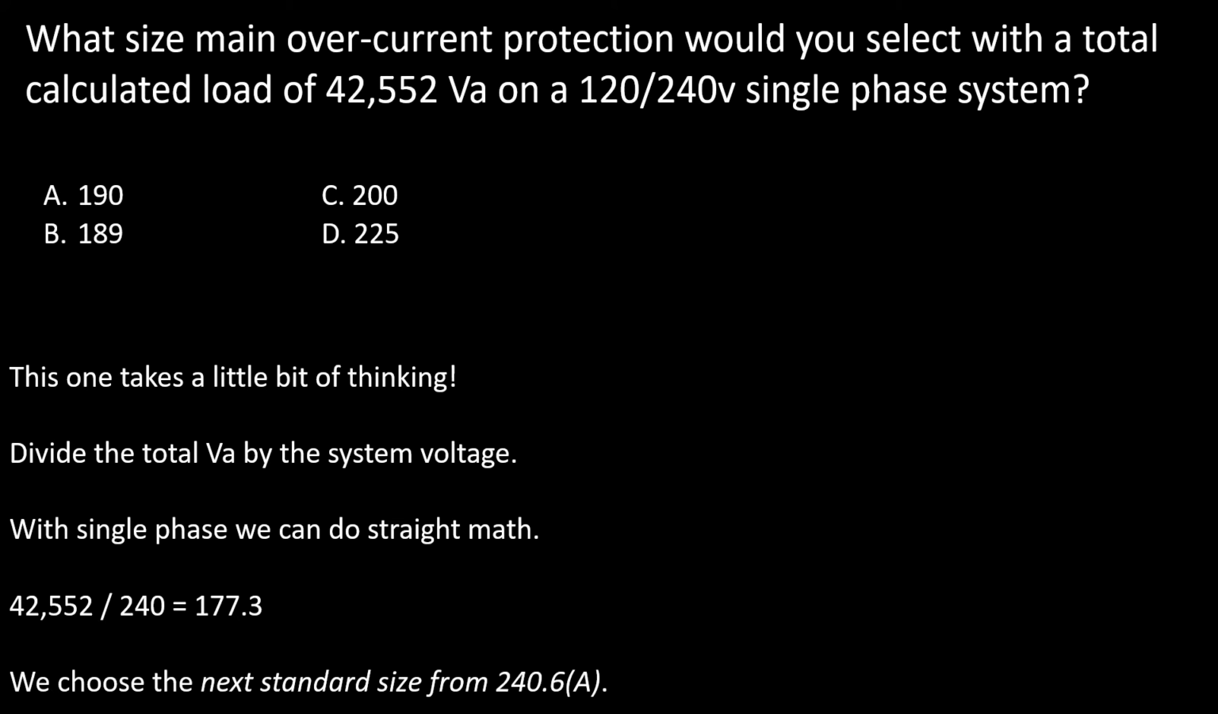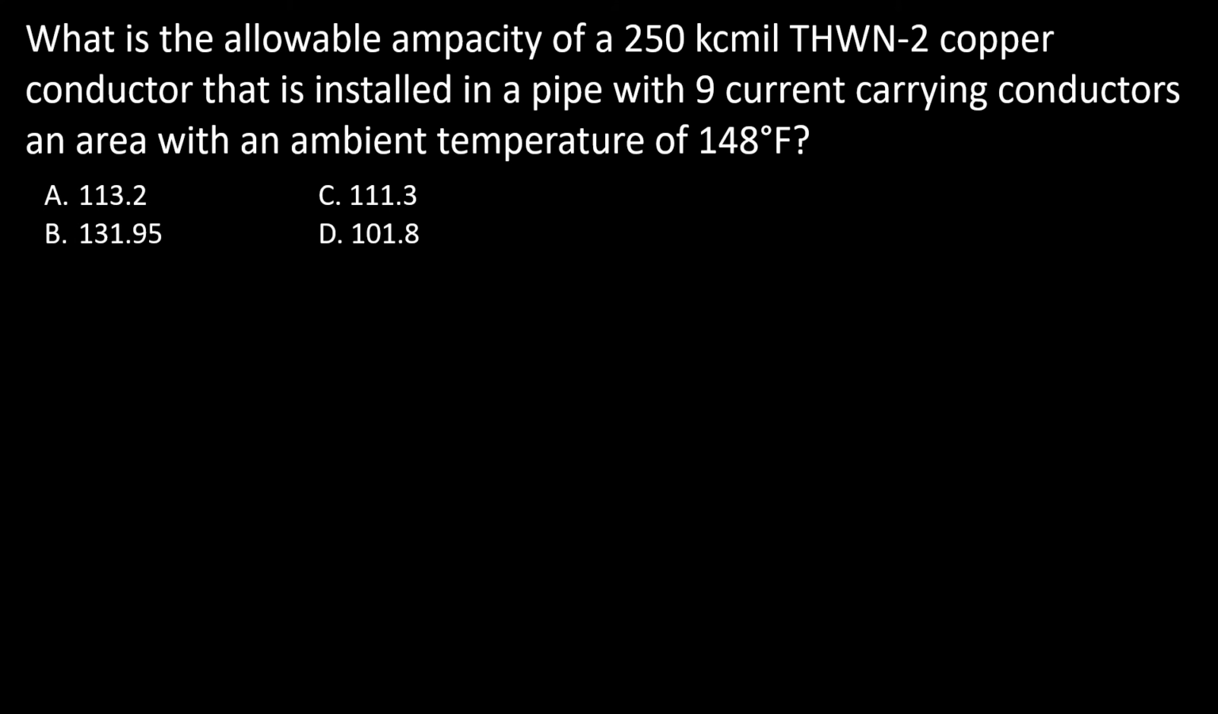We're going to choose the next standard size from our overcurrent protection table, which is 240.6A. And when you go there, you're going to find there is no 180 amp breaker, and the next standard size is 200. Great job.